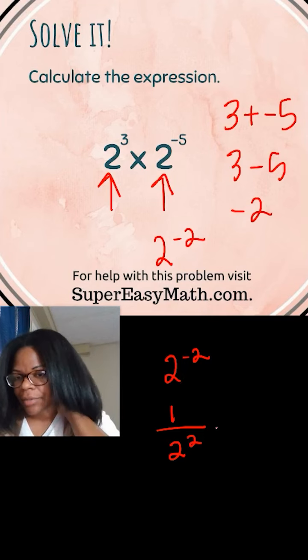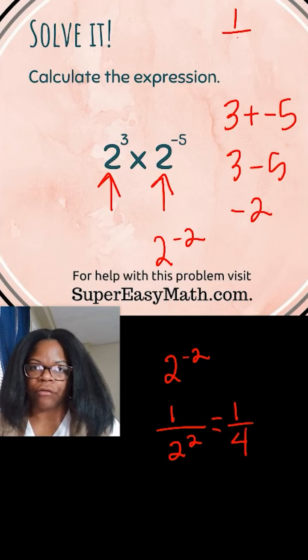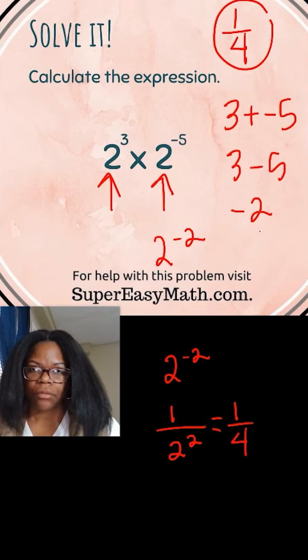Then you solve your denominator. So you have 1 over 4. So 1 over 4 is your answer to this problem. But you didn't have to solve it that way. You could have done it the old-fashioned way.